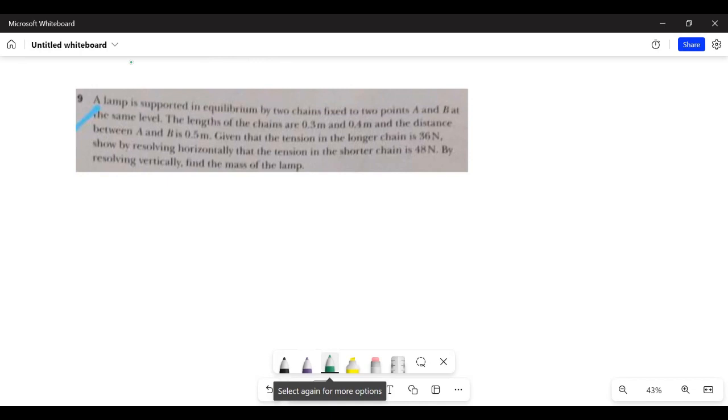A lamp is supported in equilibrium by two chains fixed in 2 points A and B at the same level. The lengths of the chains are 0.3 meters and 0.4 meters, and the distance between A and B is 0.5 meters.